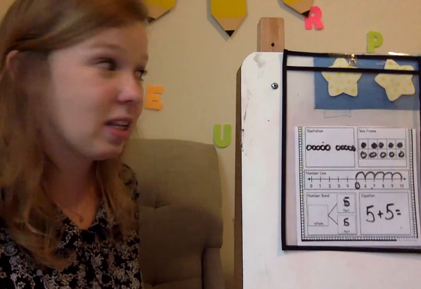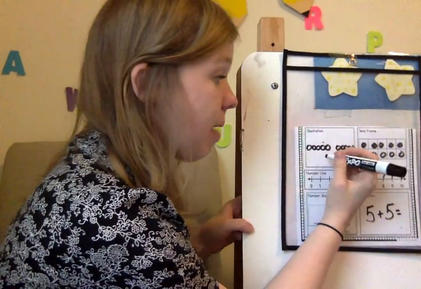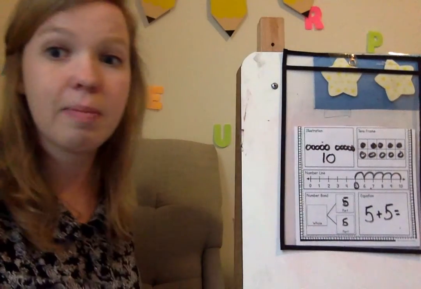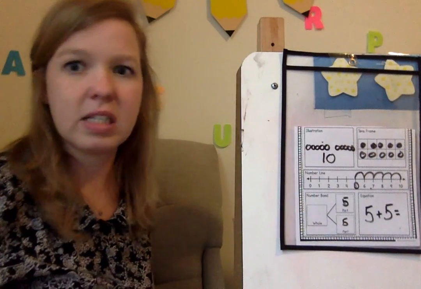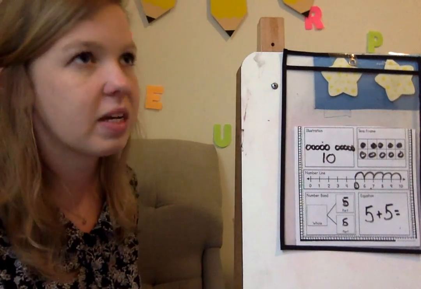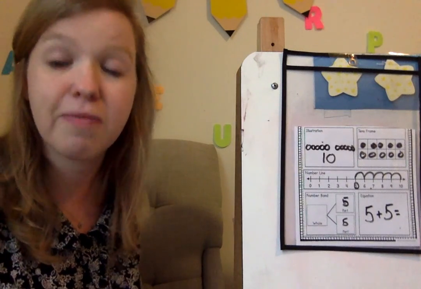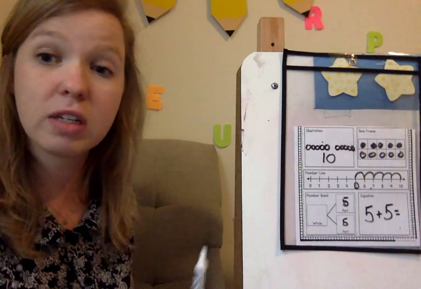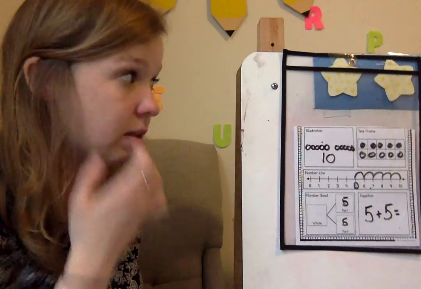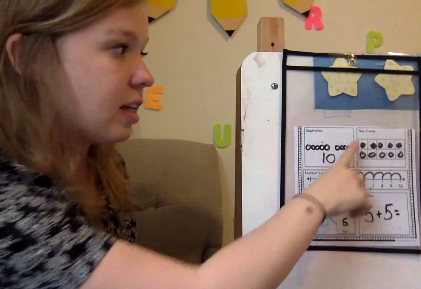Good. 5 plus 5 is one of our number pairs that we learned about in class already, one of our ways to make 10. So we know 1 plus 9, 2 plus 8, 3 plus 7, 4 plus 6, 5 plus 5, and the reverse of all those numbers to make 10. Awesome job. Let's do our second strategy, which is a tens frame.